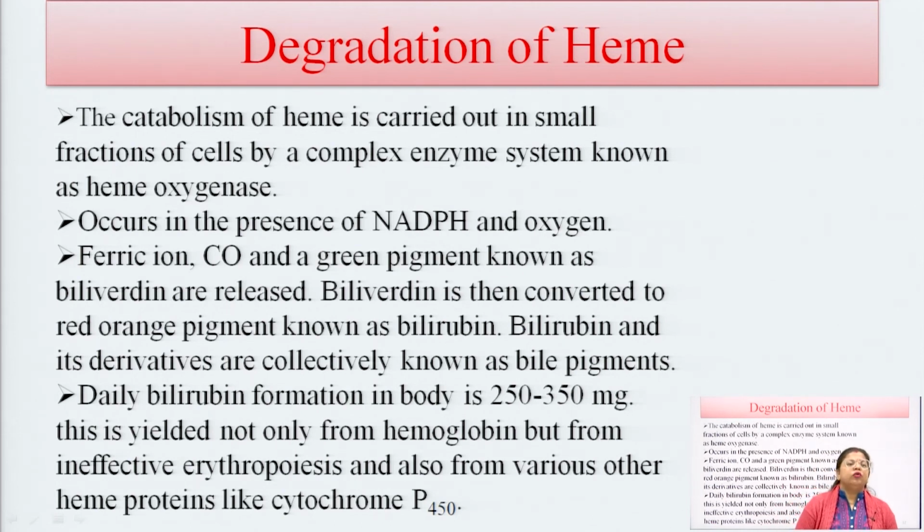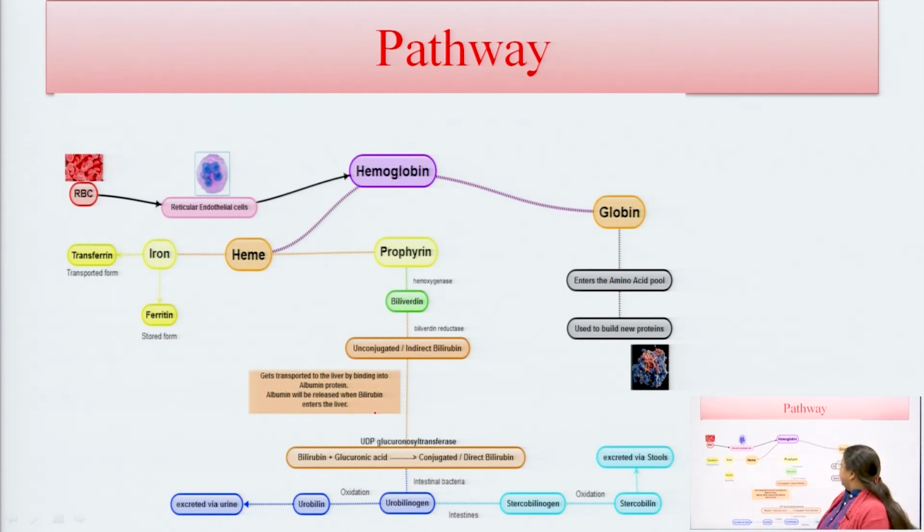Daily bilirubin formation in the body is around 250 to 350 mg, and this is yielded not only from hemoglobin but also from ineffective erythropoiesis, meaning ineffective synthesis of RBCs, and from other heme proteins like cytochrome P450. This is the general pathway.